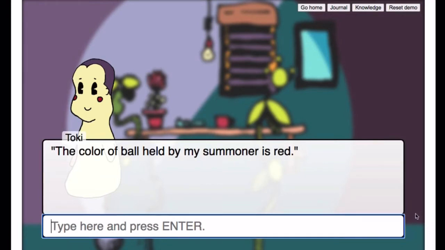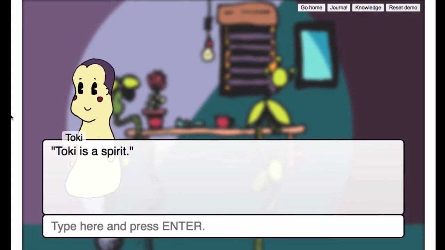So anyway, we play as a wizard. Toki is not just a chatbot. Toki is a spirit from the spirit world. What are you? Toki is a spirit. See? So Toki has to be a good spirit now and go to school.